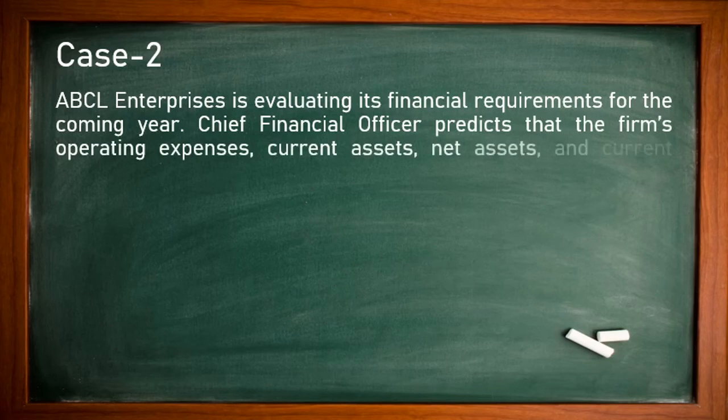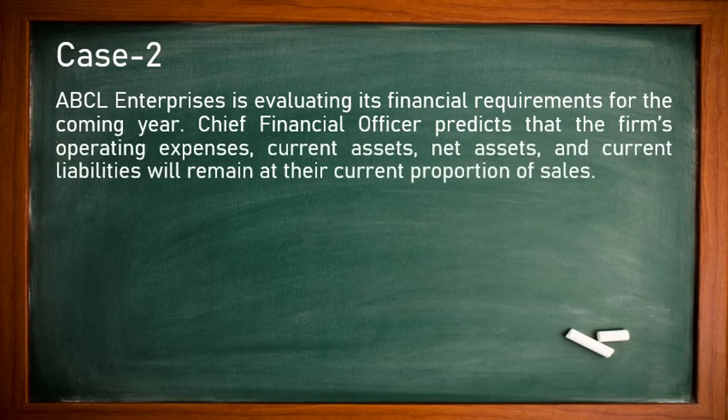Same ABCL Corporation. Our enterprise is evaluating its financial requirements. For the coming year, the Chief Financial Officer predicts that the firm's operating expenses, current assets, net assets, and current liabilities will remain at their current proportion of sale. If you see from the first case and second case, we just copied the same language because you have to understand it in the proper way.